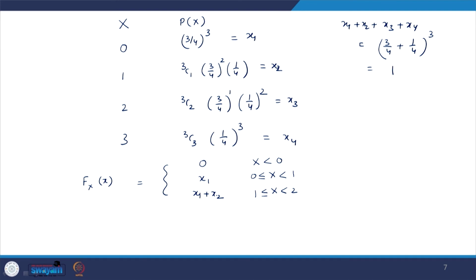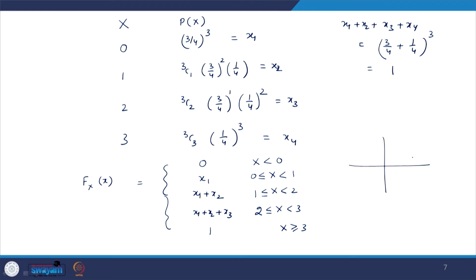Okay. Now, if you take x greater than or equal to 2 and less than 3, that will be nothing but x1 plus x2 plus x3. And when x is greater than or equal to 3, that is 1. So, this will be the CDF of this x.